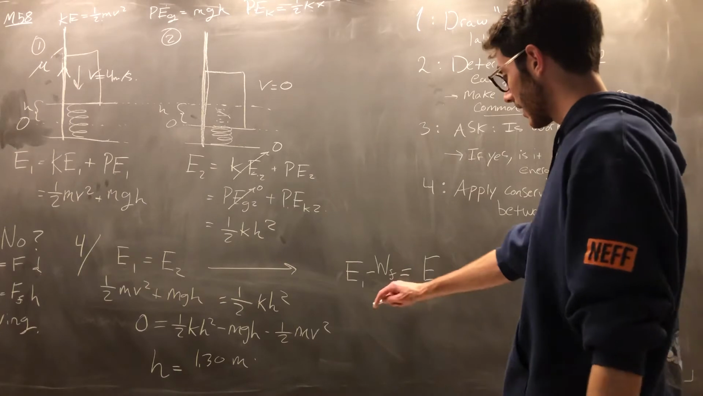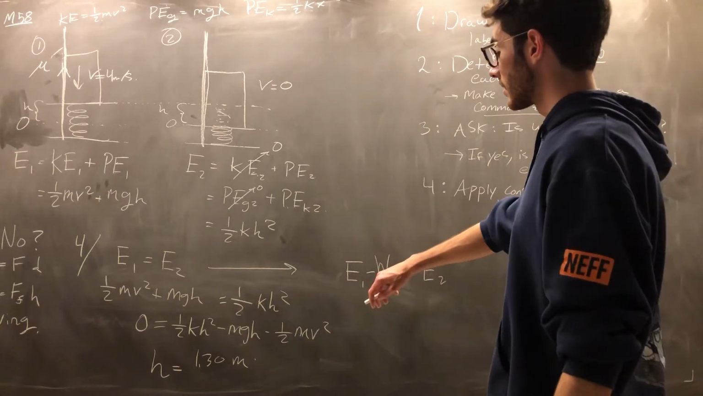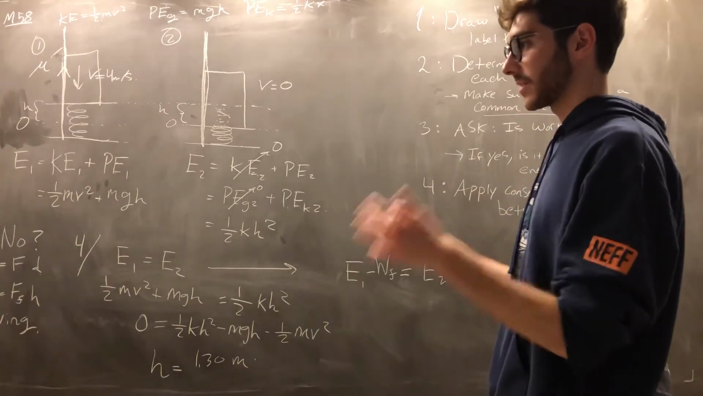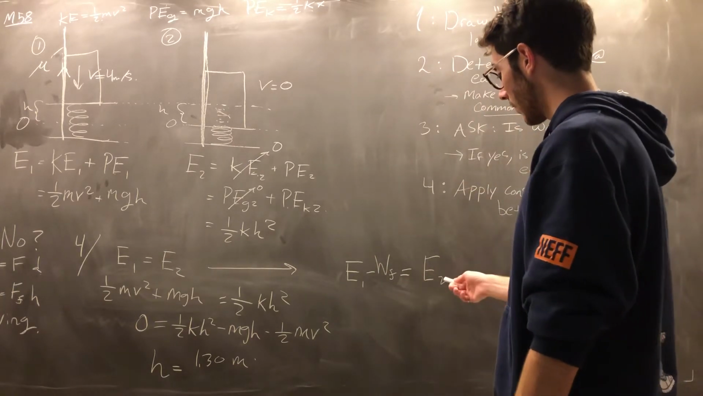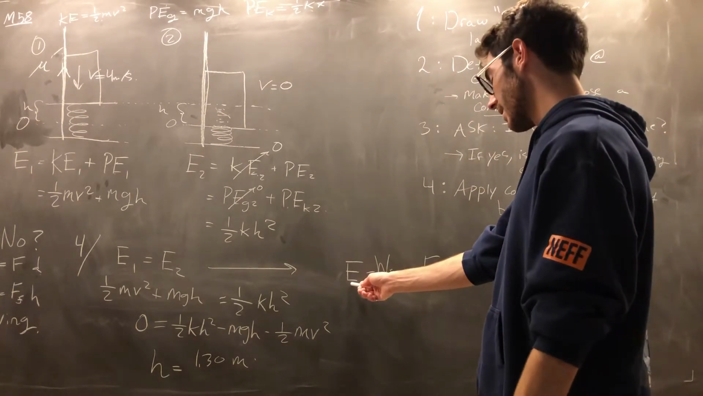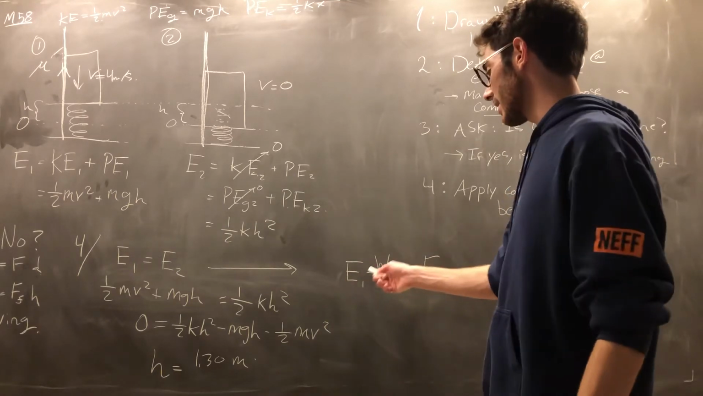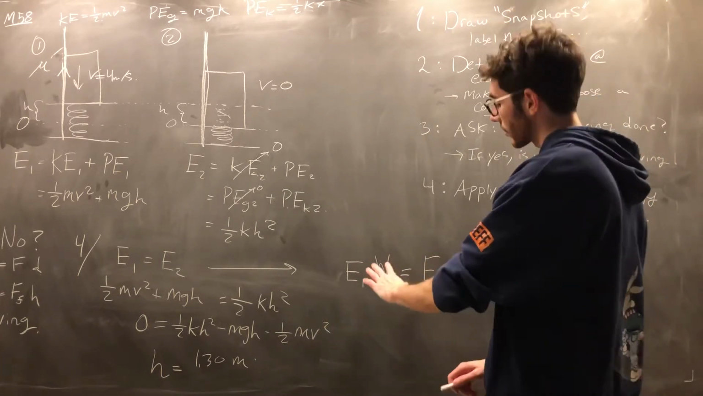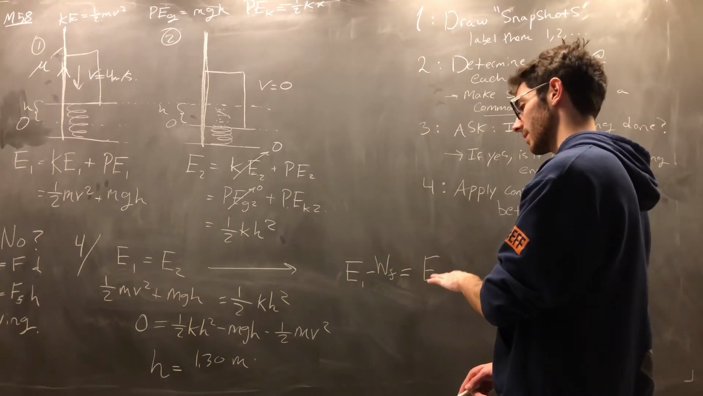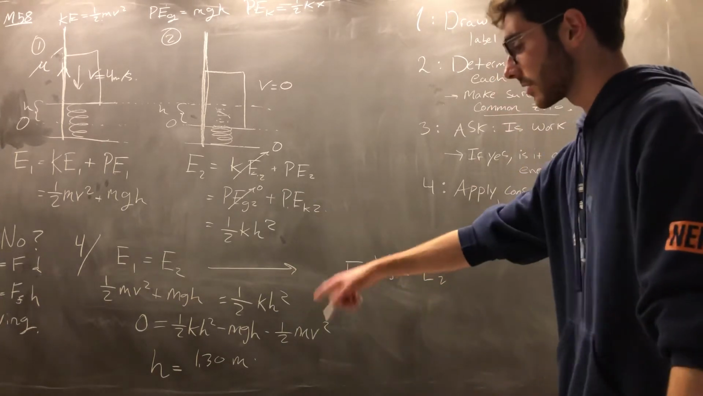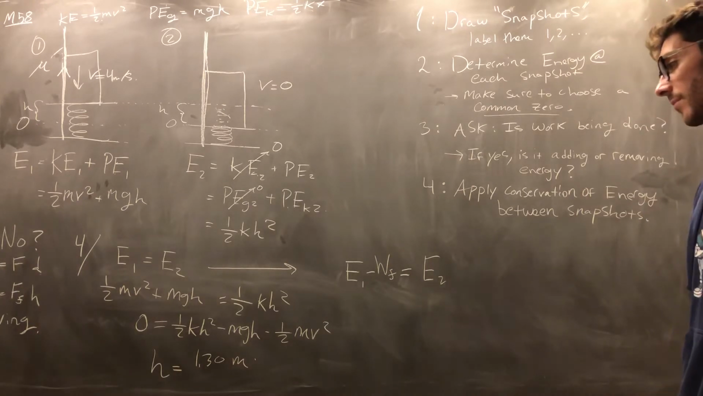Because, again, E1 is the energy of the system at the very beginning, and E2 is the energy of the system later on. Well, E2 would be equal to E1, except that some of that energy has been lost due to friction. So we have to subtract that work done from the initial energy to get what the energy is at E2. And then we would go about solving this problem in the same way.